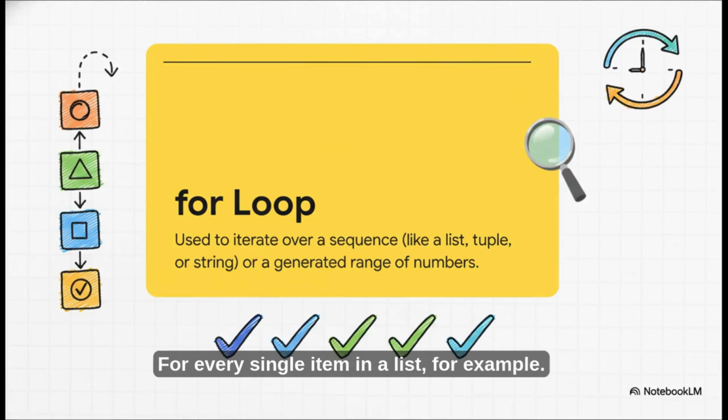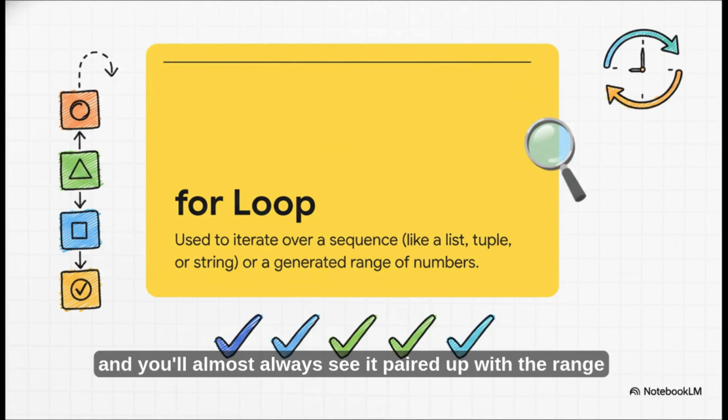For every single item in a list, for example. That's where the for loop comes in. It's your go-to for iteration, and you'll almost always see it paired up with the range function to repeat something a specific number of times.